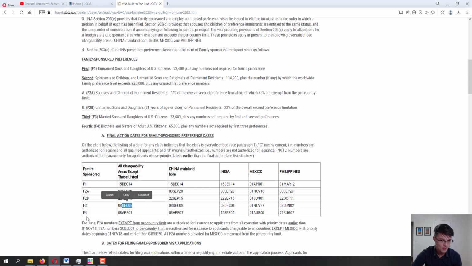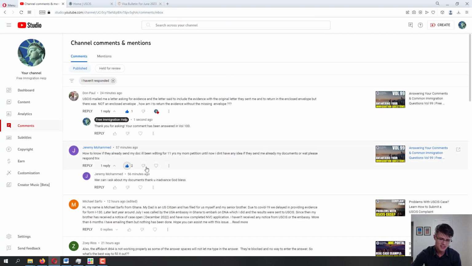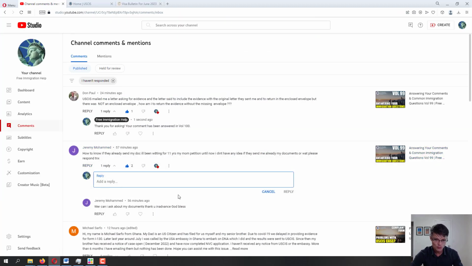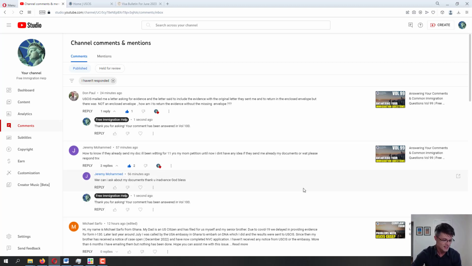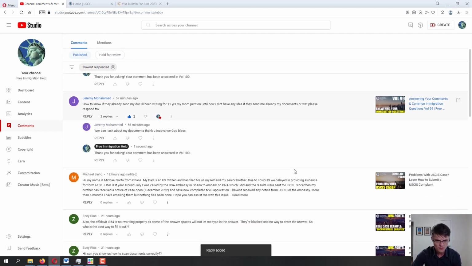So I'm thinking you might be in the F3 because you've been waiting for 11 years. Also, let me know your chargeability area. So which country you're applying from, because there are 4 separate chargeability areas that have their separate waiting periods, their separate backlogs, and then there's all chargeability for everybody else. So please let me know that information in a separate comment, and I might be able to give you a little bit more of an estimate. All right, let's move on to the next one from Michael Sarfo.